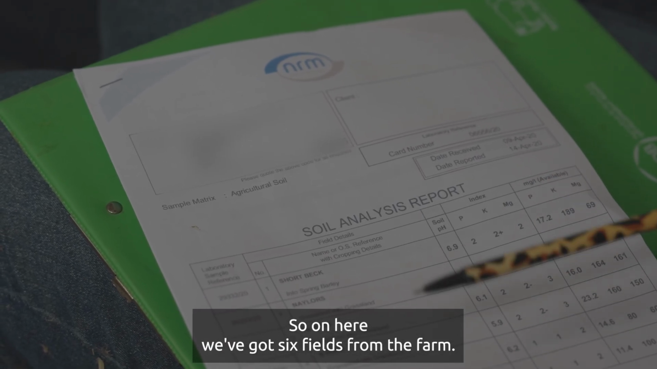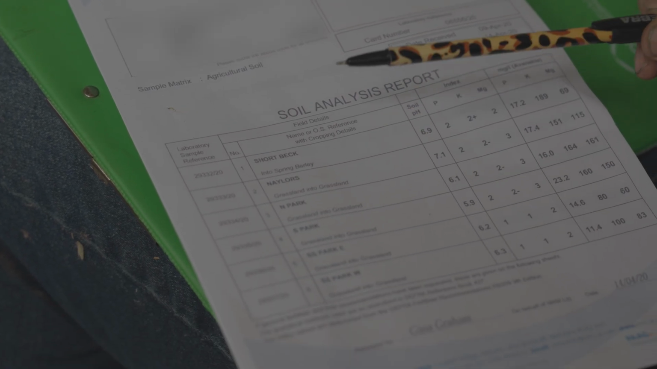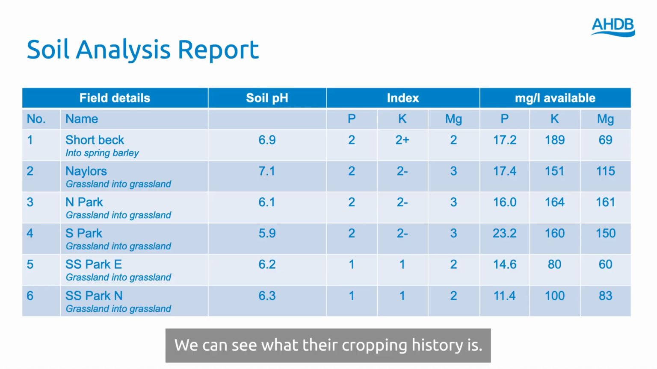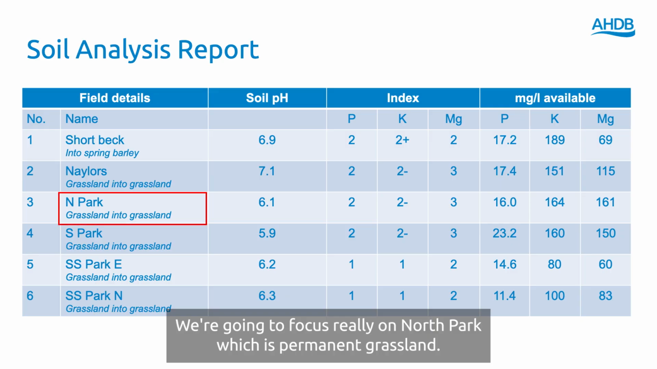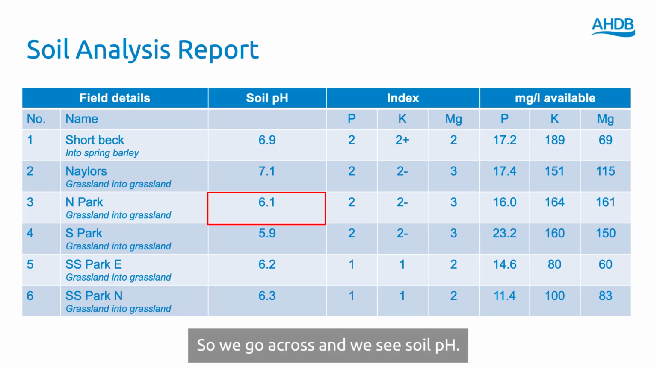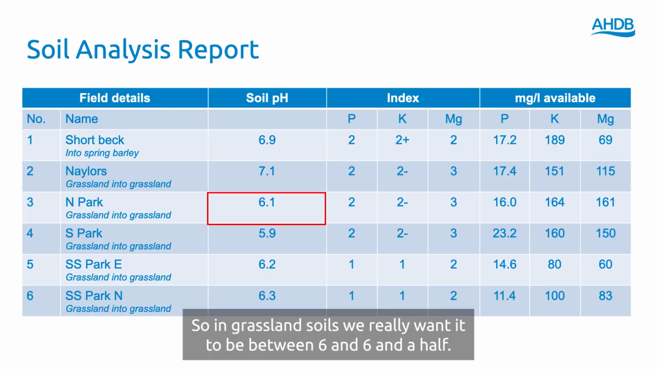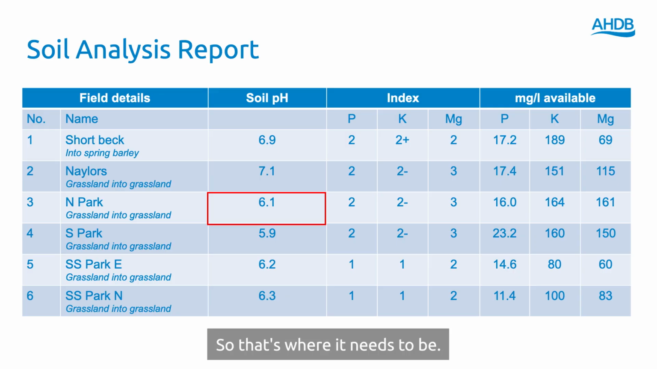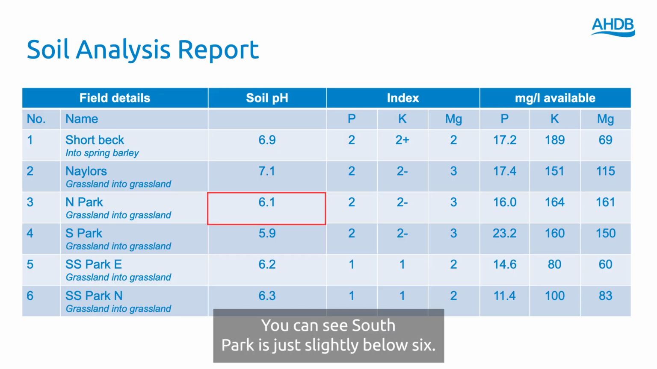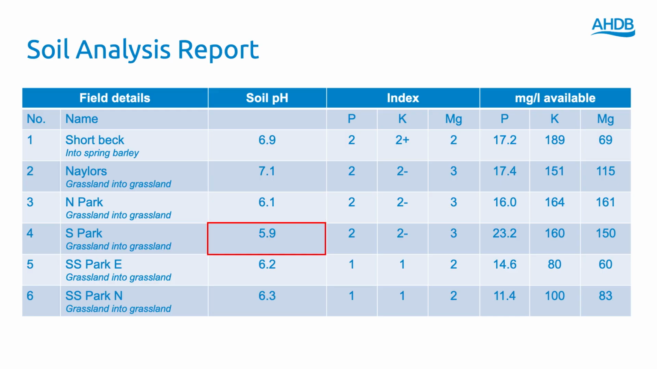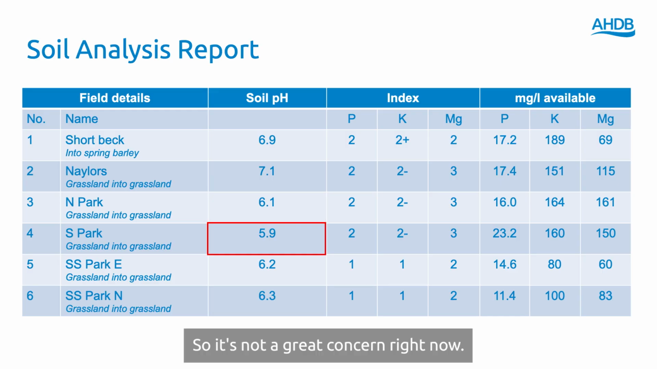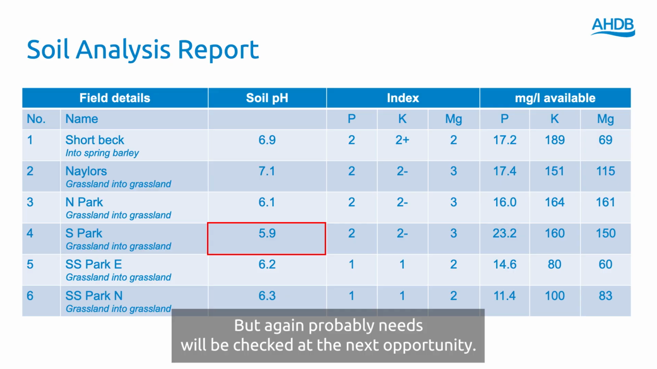This is an example of a soil analysis report. On here we've got 6 fields from the farm. We can see the name and the cropping history. We're going to focus on North Park, which is permanent grassland. We see soil pH sitting at 6.1. In grassland soils we want it to be between 6 and 6.5. You can see South Park is just slightly below 6, so it's not a great concern right now, but it probably needs to be checked at the next opportunity.